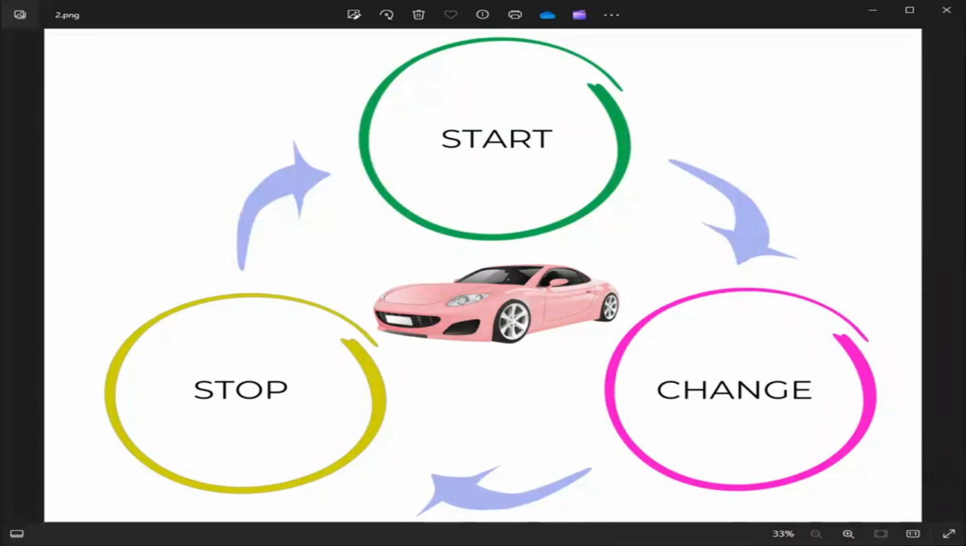So you started that car, you changed that car on the highway, on the side roads, and then you stop that car in the parking lot for work. So pretty simple example.